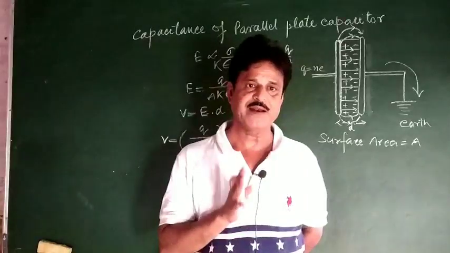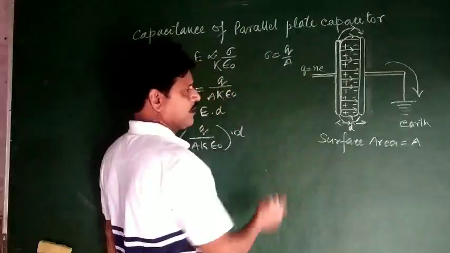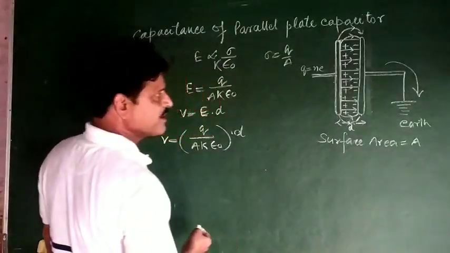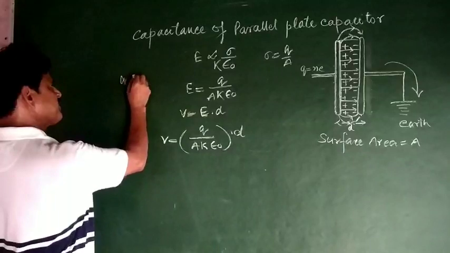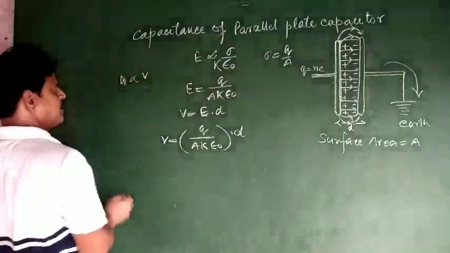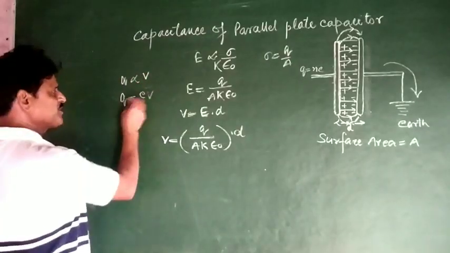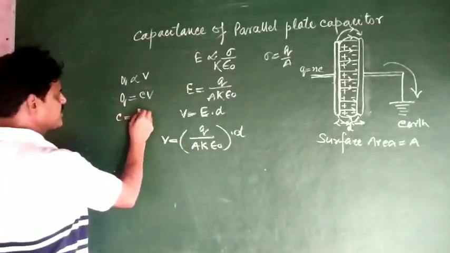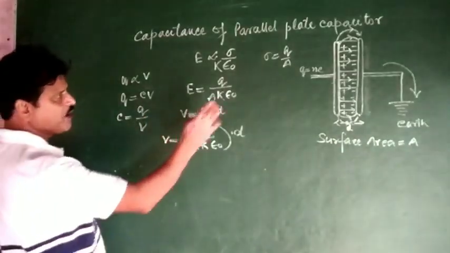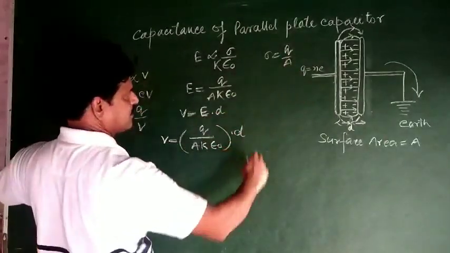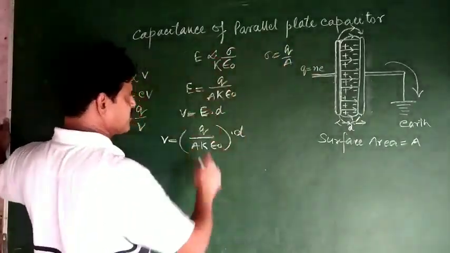We can find this when we apply some charge on the first plate. According to the definition, we know that Q is proportional to V, and Q is equal to CV, where C is the capacitance, or C is equal to Q divided by V. We have to find out the capacitance of the parallel plate capacitor.